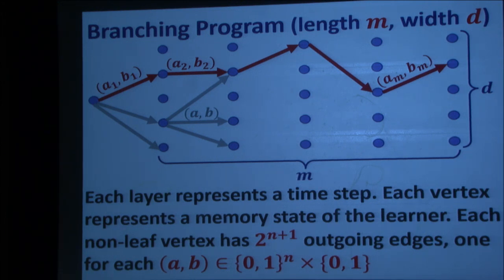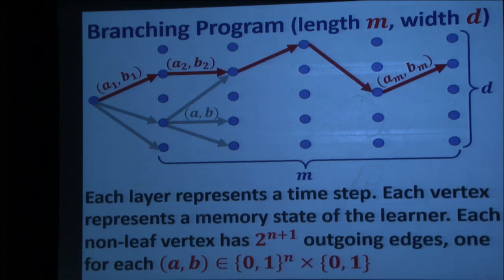A branching program of length m and width d is a directed graph with m times d plus 1 vertices arranged in layers, in m plus 1 layers, where there are d vertices in each layer. And each layer represents a time step. Each vertex in a layer represents a memory state of the learner in that time step. So again, this is the time and this is the memory.